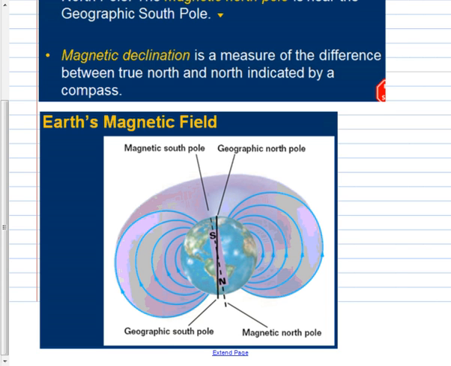But are they exactly in the same spots? And this is a semi-accurate picture. No, they're not. The magnetic North and South Poles are not in the same location as geographically where the true North and South of the Earth is. They're a little bit different, and they can move.